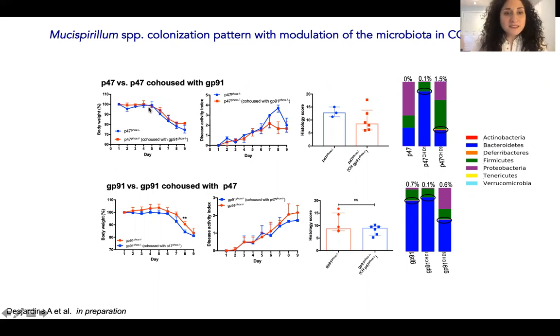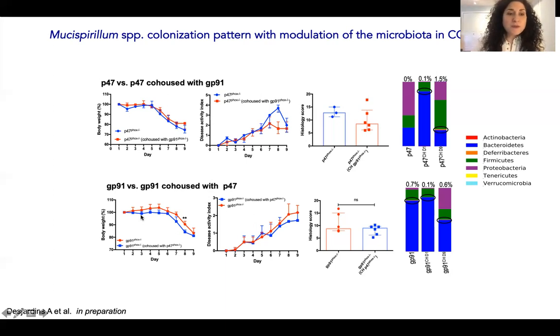So what we see in this case is that the P47 knockout mice that are co-housed with GP91 tend to maybe have a tendency towards losing a little bit less weight. They seem to have slightly less severe disease activity and a trend towards a less severe histology score. And sure enough, we found that those P47 mice that were co-housed somehow also got colonized with Mucispirillum schaedleri.